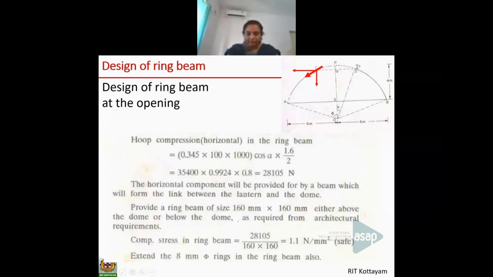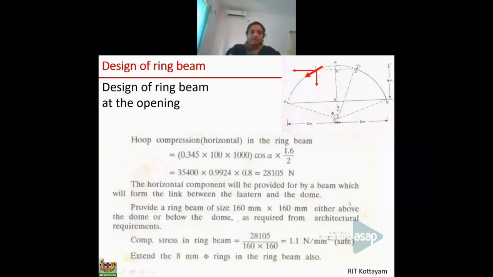You'll get the force value, and once you have that force value, you have to calculate the reinforcement, similar to the previous one. Here it is not given in detail. Whatever steps we have seen in the previous case are applicable here also.